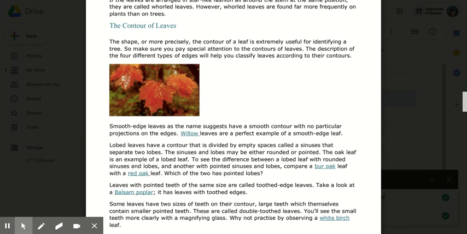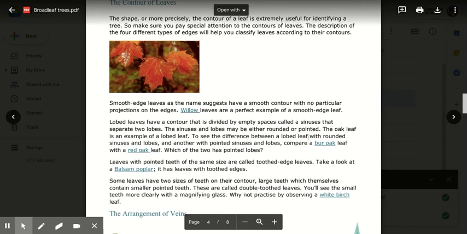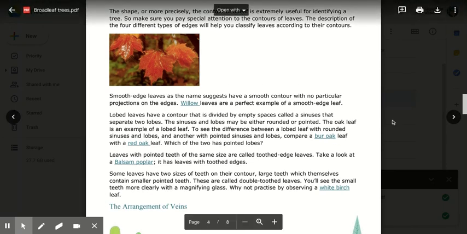So I'm going to look at examples on this one. So smooth-edged leaves are smooth contour with no particular projections on the edges. So they would not have little bumps so much. They would be quite smooth. For example, the willow leaves are a perfect example of a smooth-edged leaf.